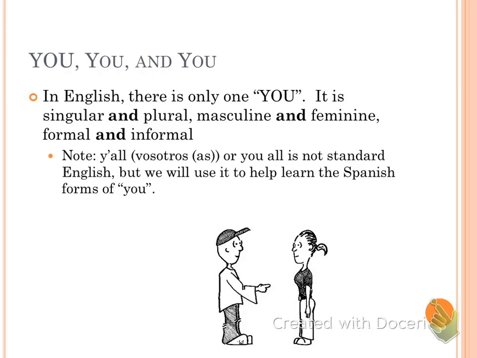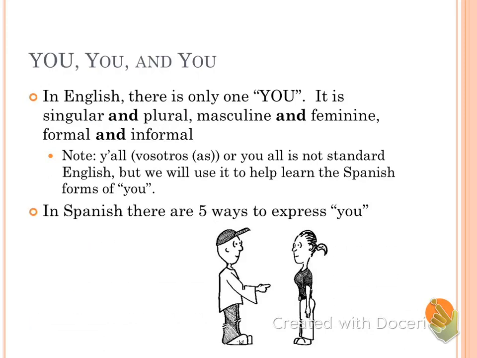So, vosotros or vosotras is the true y'all, the informal you plural. Okay. There's not really a super direct translation, but there's 5 different words for you in English. I'm sorry, in Spanish. You, 1 word, Spanish, 5 words.